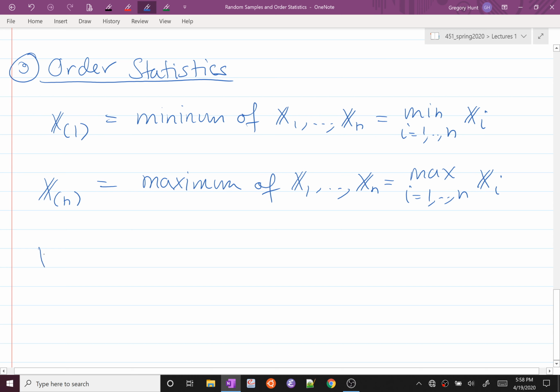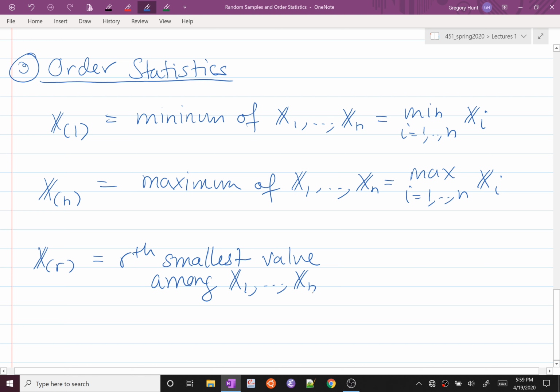But we can more generally define x sub r to be the rth smallest value among x1 to xn. That's called the rth order statistic. So x sub 1 is the minimum, x sub 2 is the second smallest, x sub 3 would be the third smallest, x sub 4 would be the fourth smallest, and all the way up to x sub n, which is the largest, or the maximum.